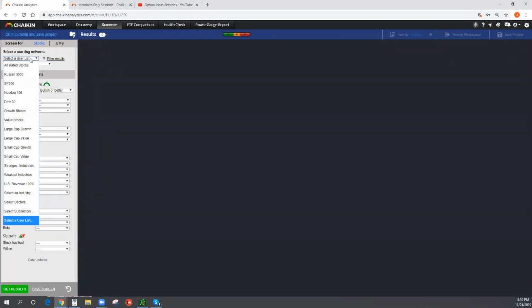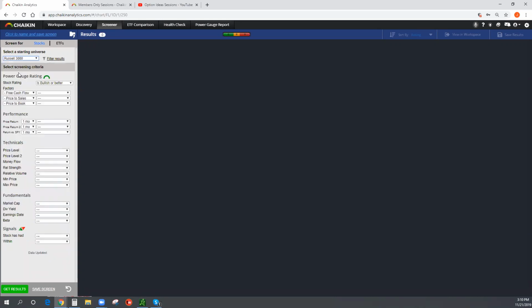All right, so that really is the starting universe. And that's going to determine, you know, what you get out of it. The wider you look, the wider net you cast, the more results you're likely to get. The narrower the funnel at the top, the less you're going to get at the bottom. And for some people, that's preferred. You have to know a little bit of what you're looking for and what you want.